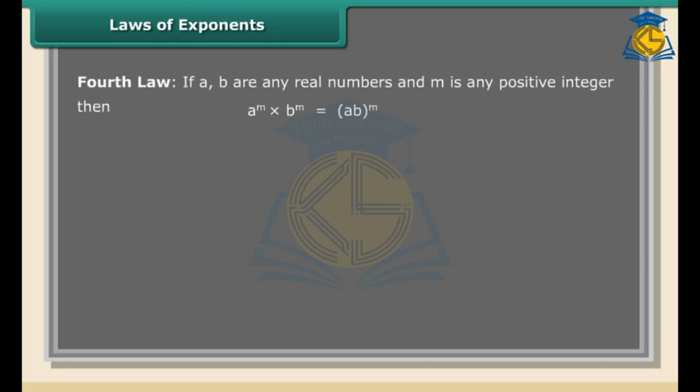Fourth law. If a, b are any real numbers and m is any positive integer, then a^m × b^m is equal to (ab)^m. Example. Simplify 6^4. Solution. 6^4 is equal to (2×3)^4, which is equal to 2^4 × 3^4.